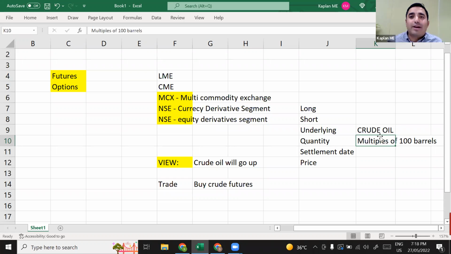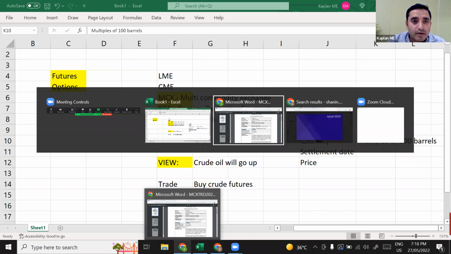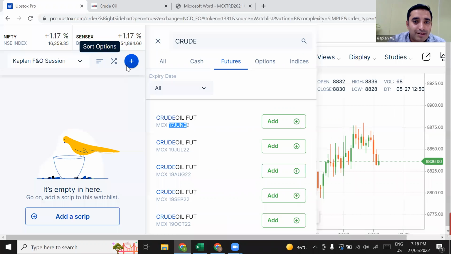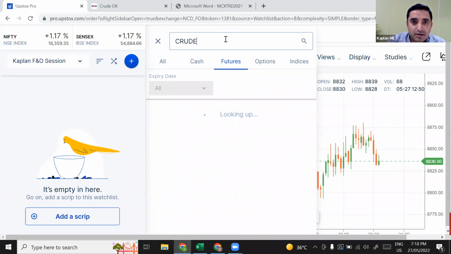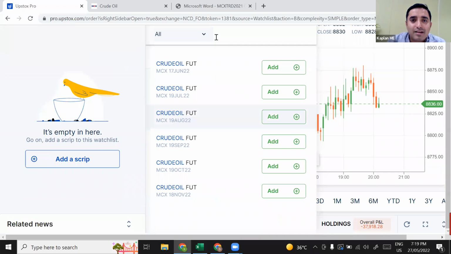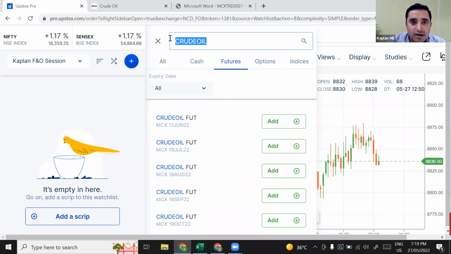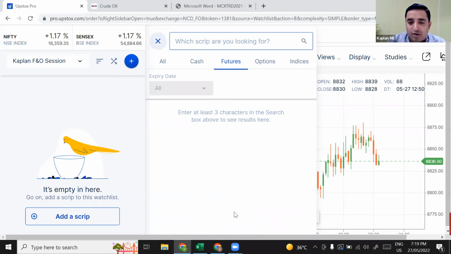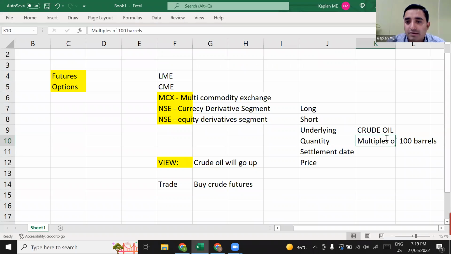By the way, if I don't want to enter into such a big trade, if you see here, my platform also allows me another style of contract, right? Crude oil mini. Right, one second. I think now there's, yeah. So there are crude oil mini contracts also. Right now, it's not available, but yeah. So there are contracts where you can trade into 10 barrels also. Okay. But anyways, right now the quantity is 100 barrels.